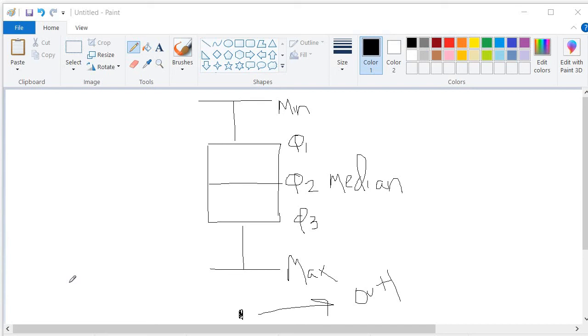Okay, so we have seen the measures of location. We have already seen mean, median, mode in our previous sessions, which is the measures of central tendency. We have seen min, max, the quartiles, percentile, and decile. Okay, so let us now talk about the skewness in the data.